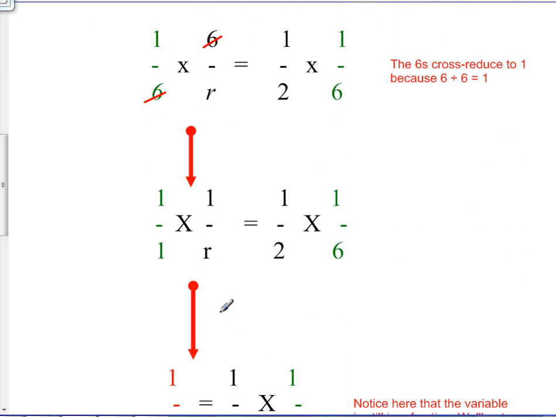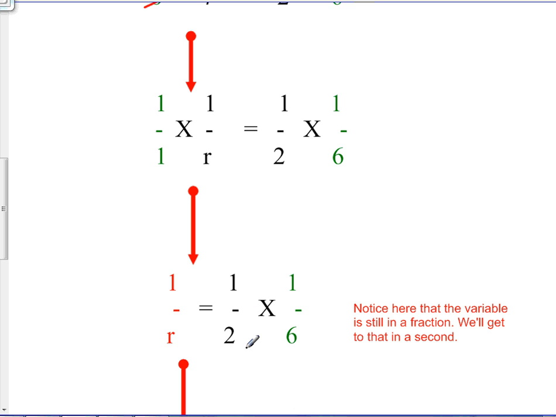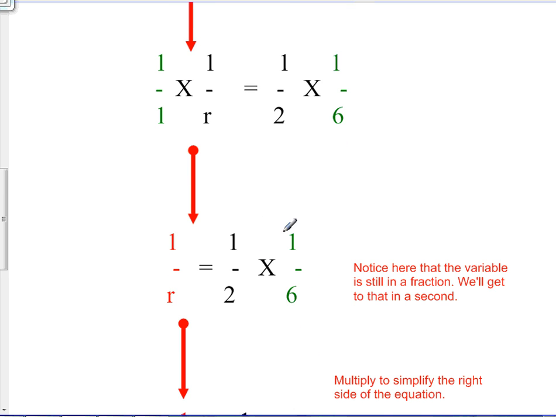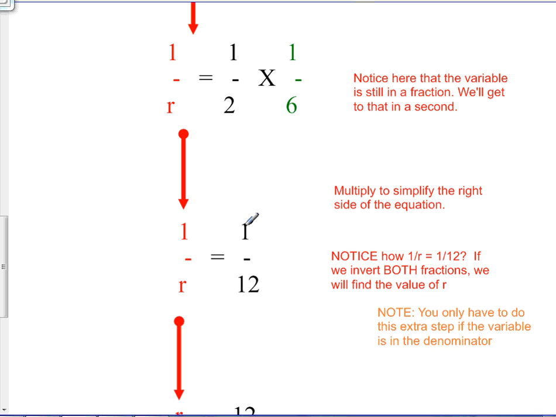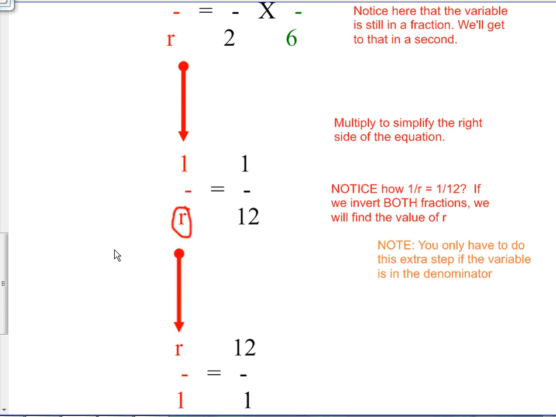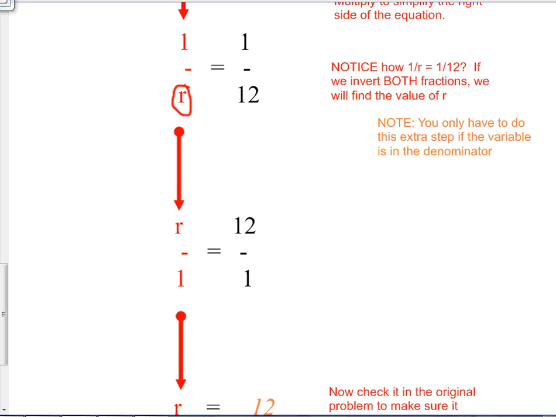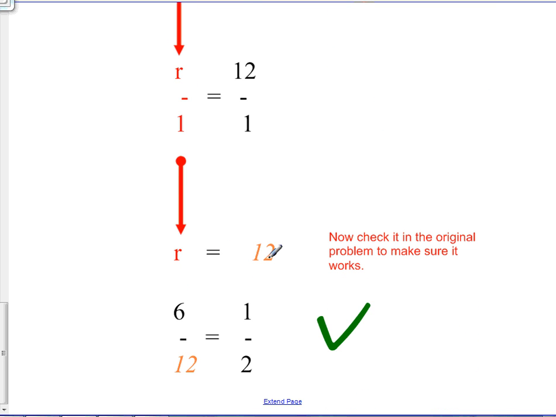So then I'm left with 1/r equals 1/2 times 1/6, which is 1 times 1 is 1, 2 times 6 is 12. So I end up with 1 over r equals 1 over 12. Now, one of the things you should notice right away is we're not done. Our r is on the bottom of our fraction. We can't do that. So we can do something really easy. We can just flip the two. Notice how I took the reciprocal of both sides of the equation, and I was able to get r over 1 equals 12 over 1, which is the same as r equals 12. Plug it back in, check it, easy as that.